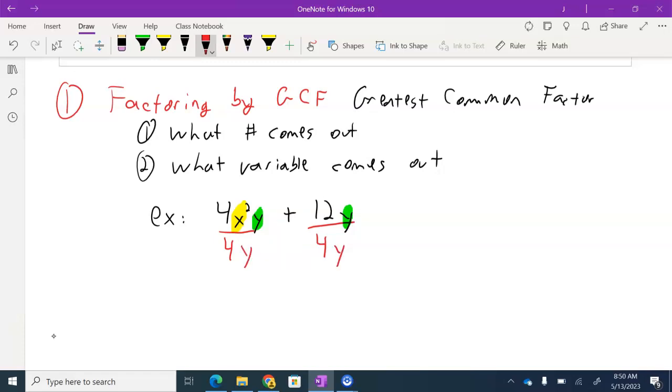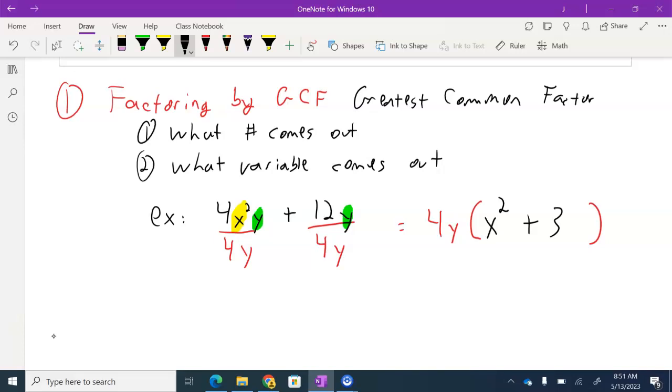And the way then you rewrite that is 4y, whatever you divided out comes out of the parentheses, and in the parentheses is the division of what's left over. 4 divided by 4 basically cancels out. The x squared, you didn't do anything with it, so I bring it down into the parentheses, and the y's cancel out, so nothing there. Then on the other term, 12 divided by 4 is 3, and then your y's cancel out.